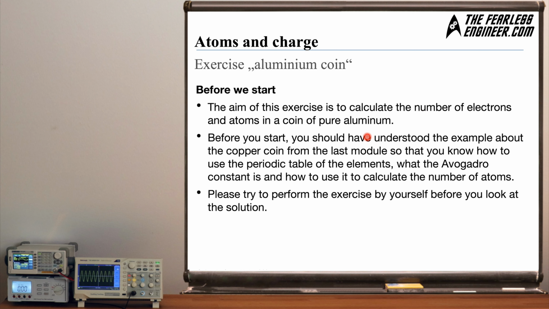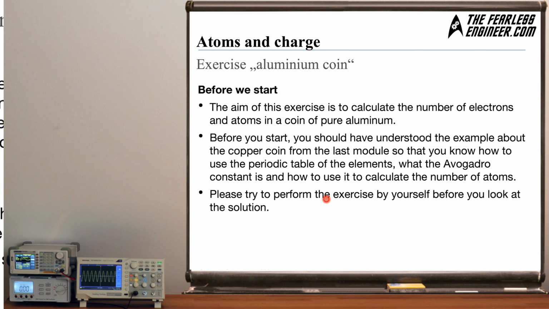Before you start, you should have watched the example video on the copper coin from the last module, so you know how to use the table of elements, so you understand what Avogadro's constant is, what the unit mole actually refers to, and also the process of how to compute the number of atoms in a certain material. Please try to perform the exercise by yourself before you look at the solution, which is in the rear section of this video here. So you will be given the example solution at the end, but before you watch this, please try it on your own.